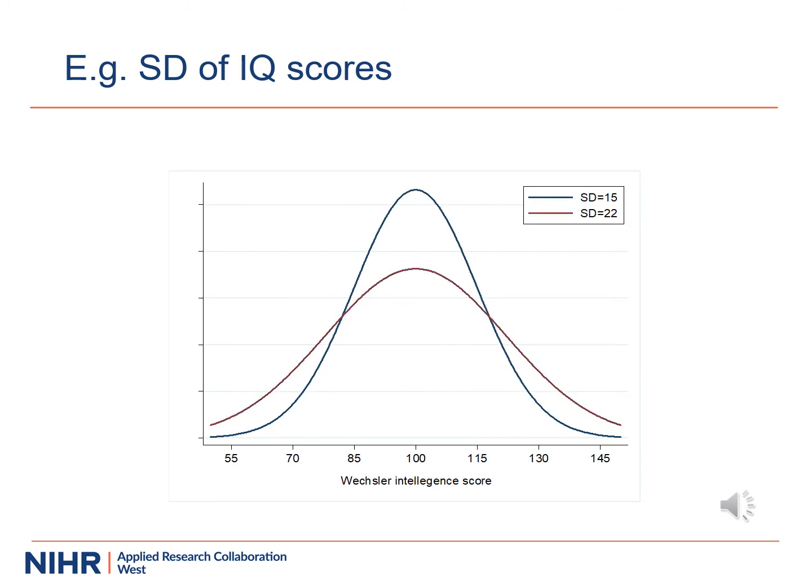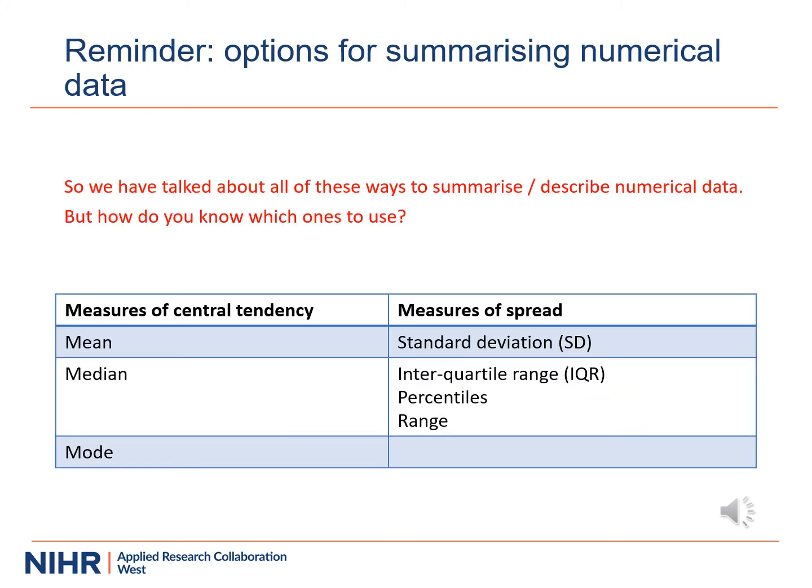This plot is just to highlight how the two samples of people differ. The blue line, with a smaller standard deviation, has more values concentrated closely around the mean. The red line, with a bigger standard deviation, has a wider spread of values. There's more variation in IQ scores. So now we've talked through all of these ways to summarise and describe numerical data, using the measures of central tendency and spread. We need to know which are the most appropriate ones to use in any situation. This is what we'll cover next.